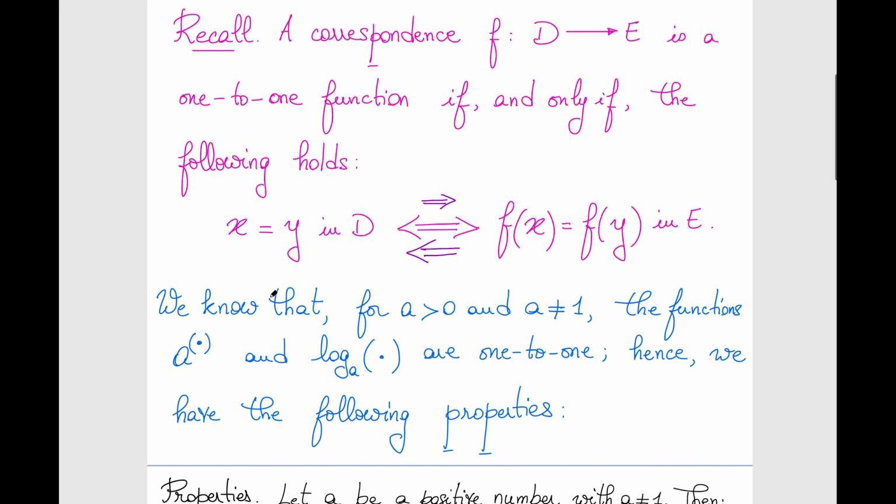So next, we know that for a positive number a that's different than 1, the function a to the power of a real number and log base a acting on a positive entity, both of such functions are one-to-one. In fact, they are inverses of one another. As such, the property that you see above in pink is going to hold for these types of functions.